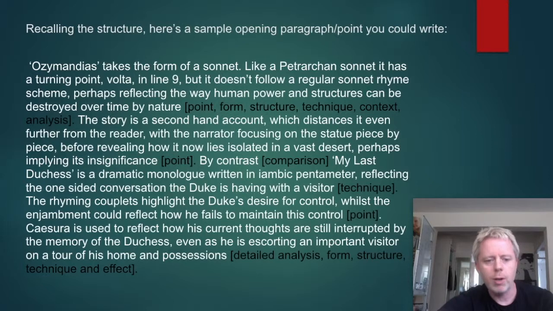So we can link that, or connect that, to the idea that his thoughts are interrupted by the memory of the Duchess. Even as he is escorting an important visitor on a tour of his home and possessions, he's still fixated on his last Duchess. So quite straightforward, quite simple. I've identified all the elements of a paragraph I need to get the top band, and I've compared in detail how the two poems match up under form and structure.